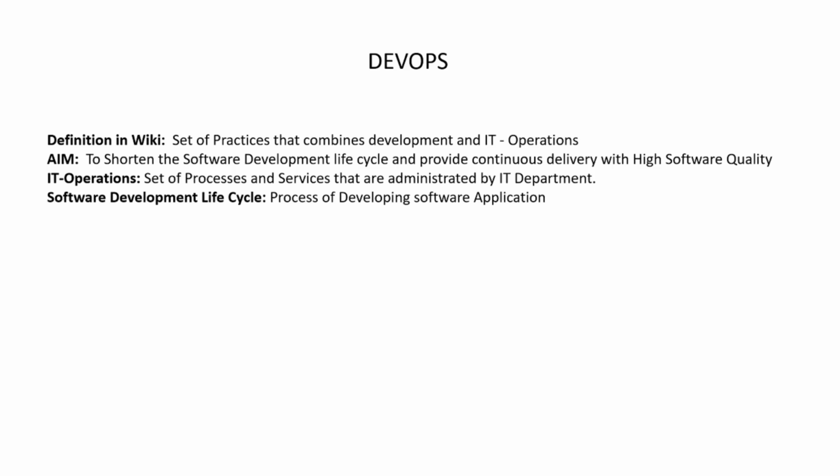Shortening the software development lifecycle is nothing but, within a software development lifecycle, each and every stage will be shortened, like coding, testing, deployment. These steps will be faster if we have a DevOps engineer, so that we can deliver the software more frequently with high quality. That's the main aim of the DevOps engineer.